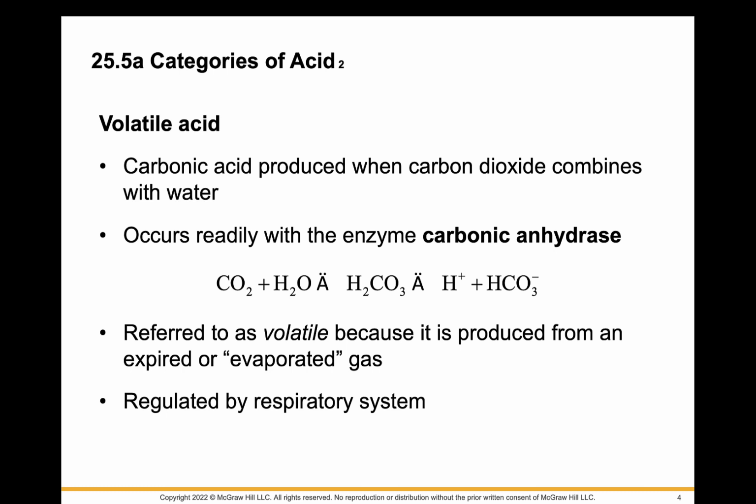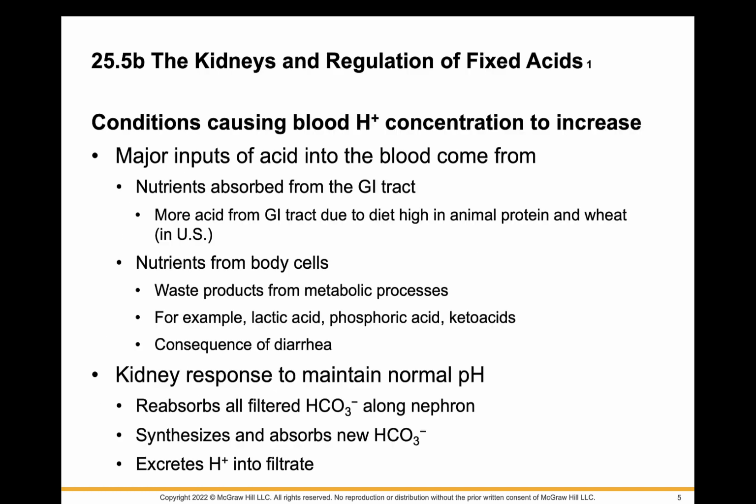In this screencast, we will address the role of bicarbonate as a plasma buffer. Now, the reason why it is referred to as a volatile acid is because it is produced from an expired or evaporated gas. This will be regulated by the respiratory system, primarily by the control of ventilation. Now, the first thing that we're going to focus on when it comes to the regulation of fixed acids is what are conditions that are going to increase hydrogen ion concentration.